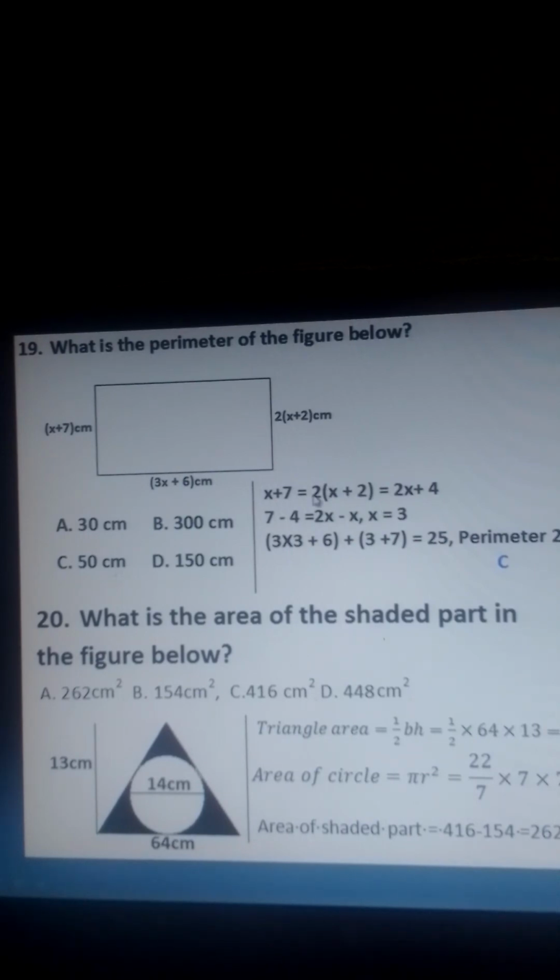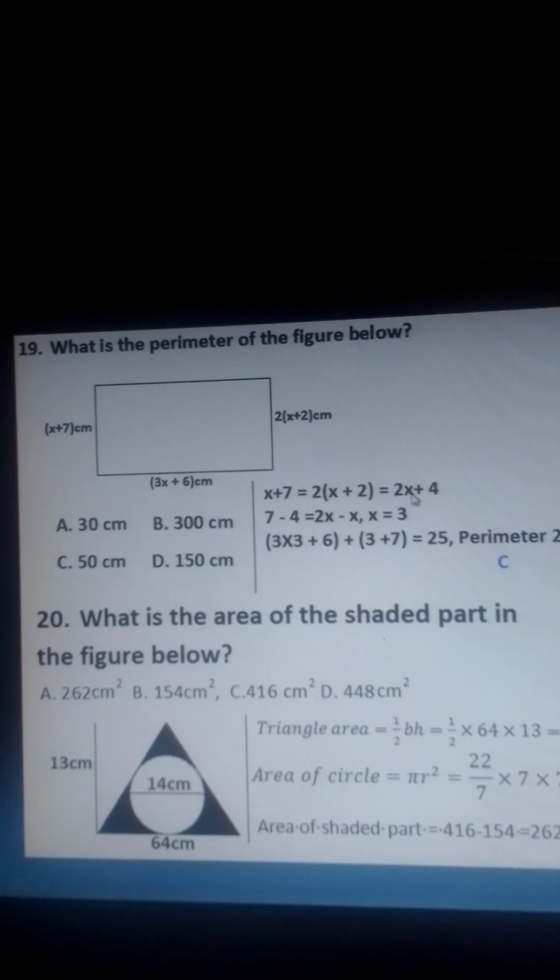Alright. Now this one you can work it out. You can open the brackets. 2 times x is 2x plus 2 times 2 is 4. So x plus 7 is equal to 2x plus 4. Alright. So we need to solve for x. We start by collecting the like terms. We subtract 4 from both sides. This is an equation. It's like a beam balance. What you do on the right hand side, you do on the left hand side. So we are subtracting 4 here and here. So 4 minus 4 is 0. 7 minus 4 is here, 3.